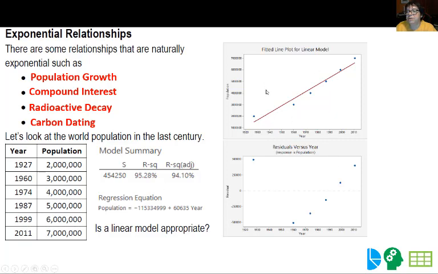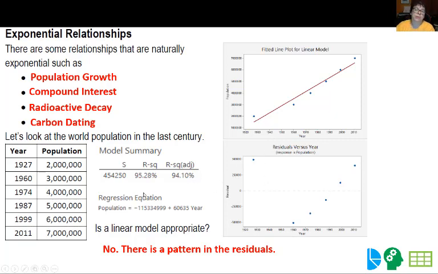So if you look at it here, this is the fitted plot for the linear model, where I just say, okay, multiply the year by something, and in this case, 60,635, and then subtract this number, and that gives you the population. The R is very strong because R squared is 95.28. If I took the square root of 0.95, it's actually higher than 0.95. But the problem is that there's a pattern in the residuals. I mean, clearly there's a linear pattern right here. Looks like that's a little bit of an outlier.